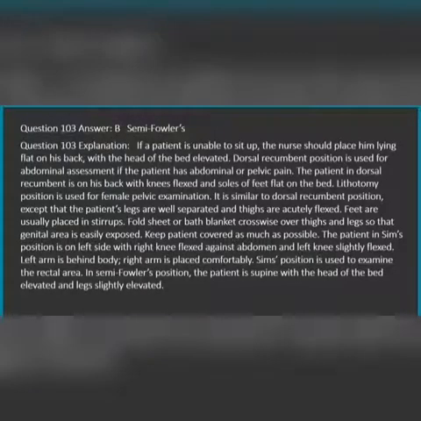Keep patient covered as much as possible. The patient in Sims position is on left side with right knee flexed against abdomen and left knee slightly flexed. Left arm is behind body, right arm is placed comfortably. Sims position is used to examine the rectal area. In Semi-Fowler's position, the patient is supine with the head of the bed elevated and legs slightly elevated.